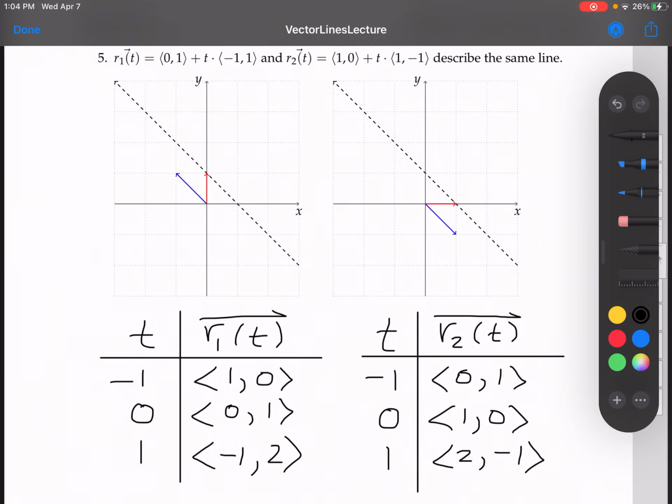In this video, I want to show you that we can describe the same line using different direction and position vectors. So notice that in these two pictures here, the dotted line is the same line. In fact, it's the line y equals negative x plus 1.